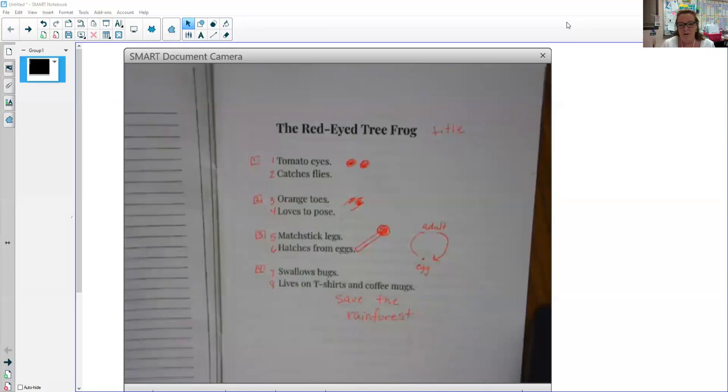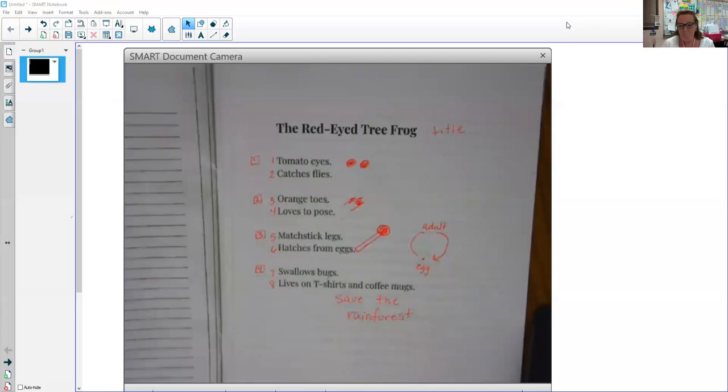Red-eyed tree frog, tomato eyes, catches flies, orange toes, loves to pose, matchstick legs, hatches from eggs, swallows bugs, lives on t-shirts and coffee mugs.